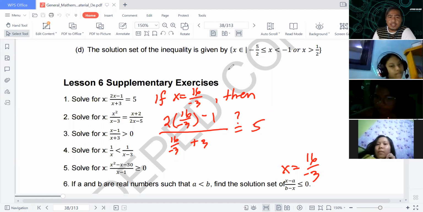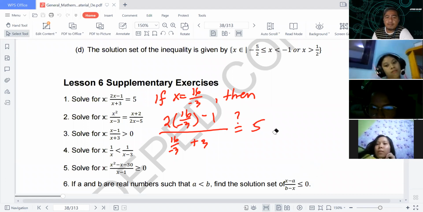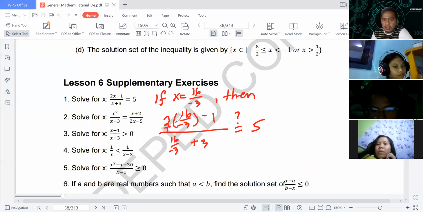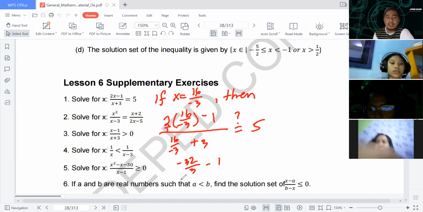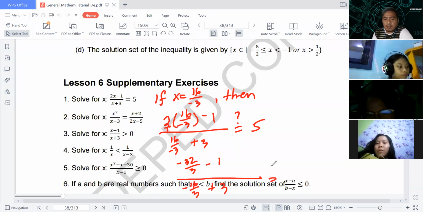Okay, so let us check whether it is really equal to 5. If we simplify this portion, you just have to multiply 2 over 1 to negative 16 over 3. So that will be, the answer to this portion, class? 32. So negative 32 over 3, right? Minus 1. Agree? So how about the other side? The other side will be negative 16 over 3 plus 3. Is it equal to 5?